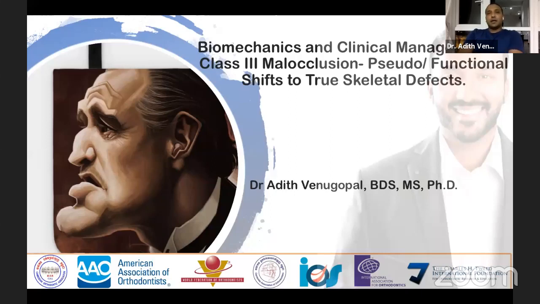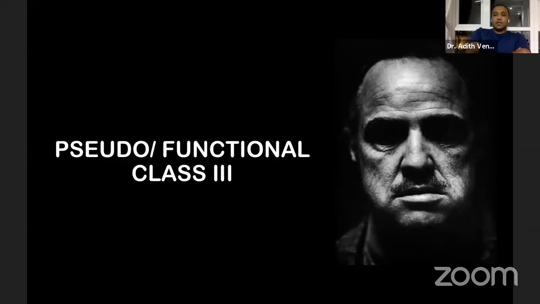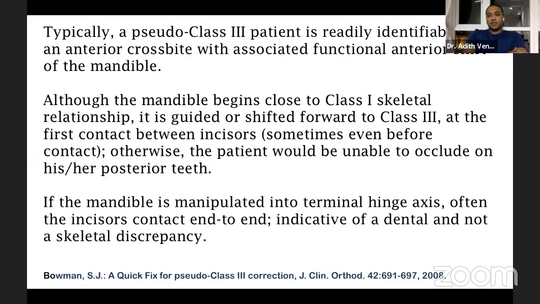on growing to adult phases. If not taken care of, most of these pseudo class 3s do turn into true skeletal defects later on. So let's talk about the pseudo or functional class 3s. Now, why is it called a pseudo? Pseudo is fake, and functional is something to do with a function, caused by a habit. So basically, a pseudo class 3 patient is identified as an anterior crossbite with an associated functional anterior shift of the mandible.